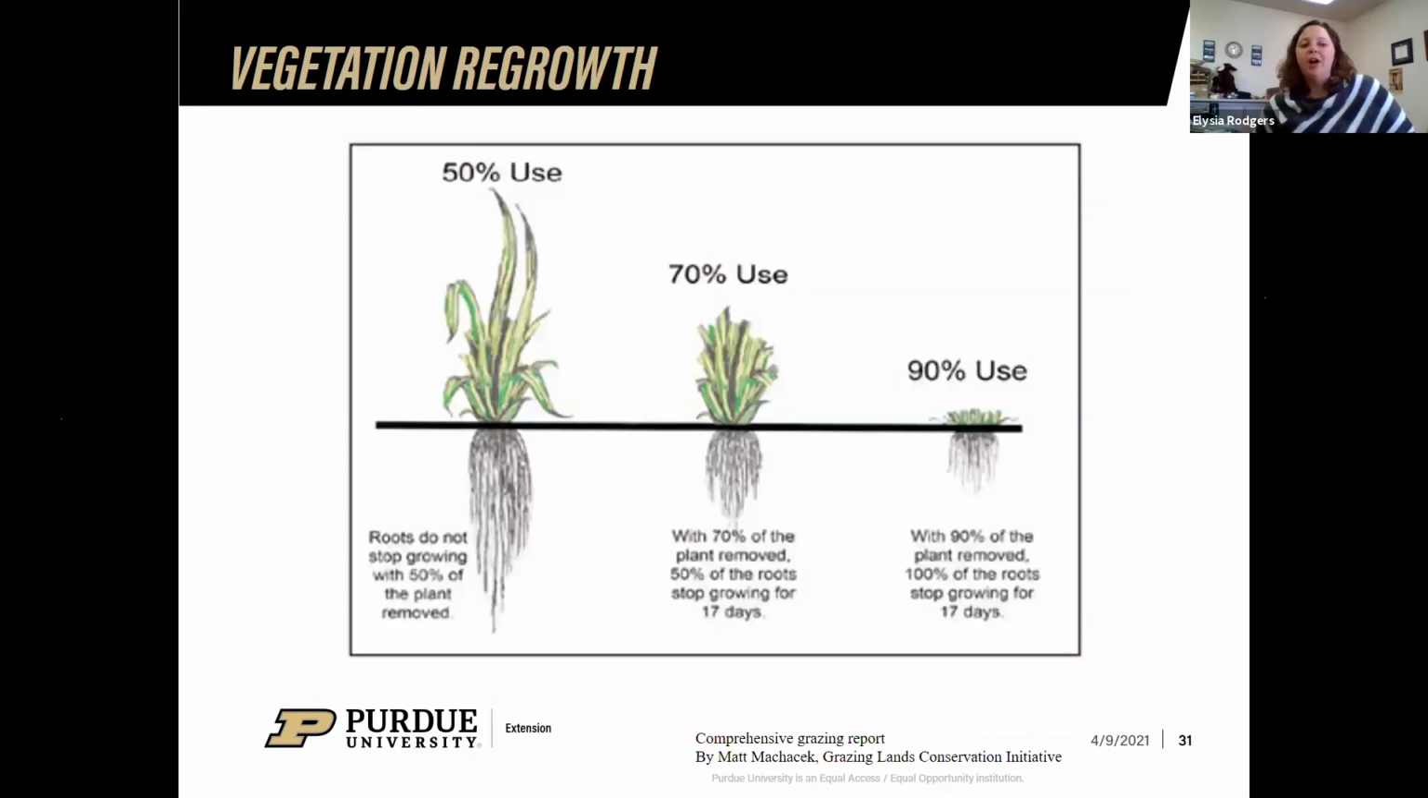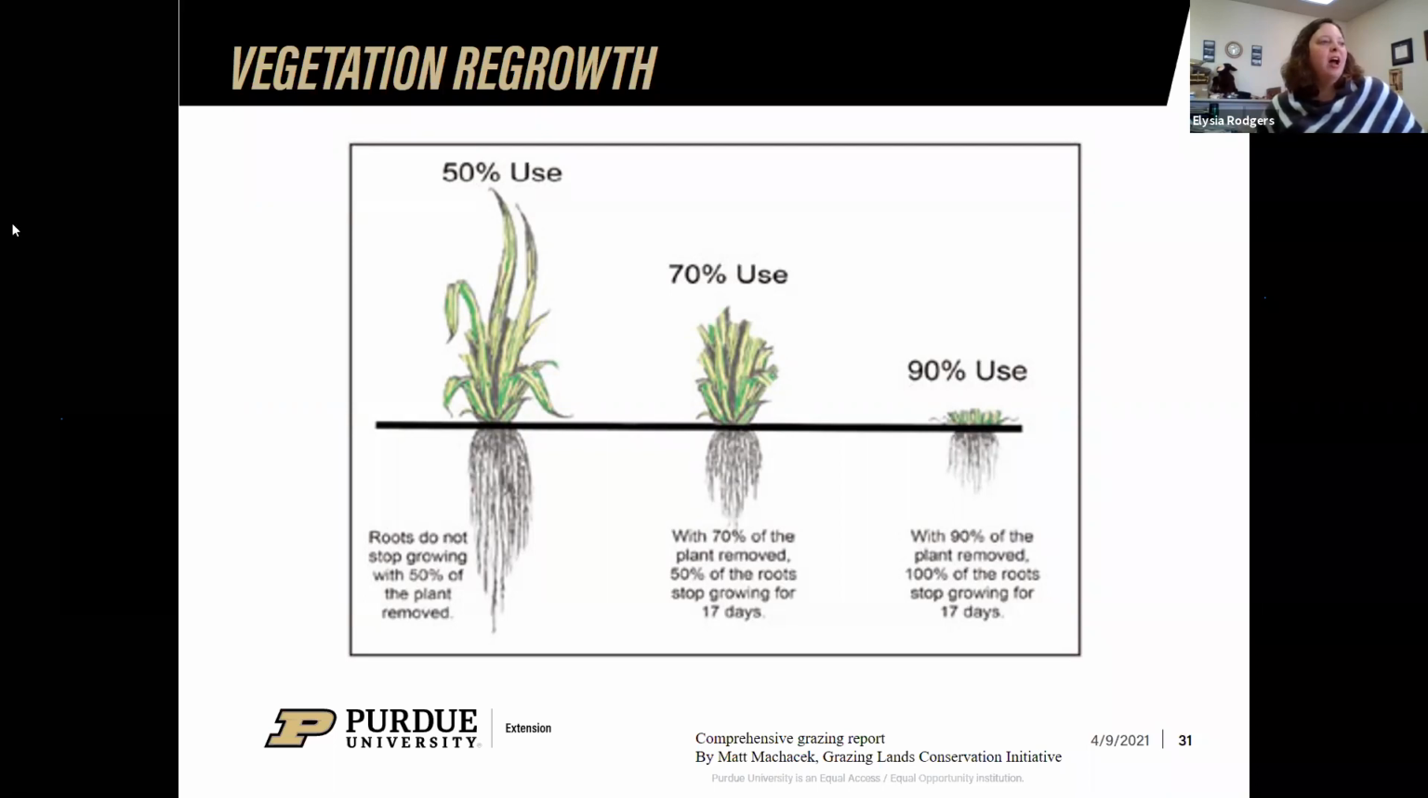Then again, we need to think about our vegetation regrowth, like I've talked about. We want to leave that appropriate amount of vegetation to get our solar panels up and going, to get that photosynthesis working, to get that energy restored to the plant so it can grow back again. So again, we want to leave about 3.5 inches at least, if not more.